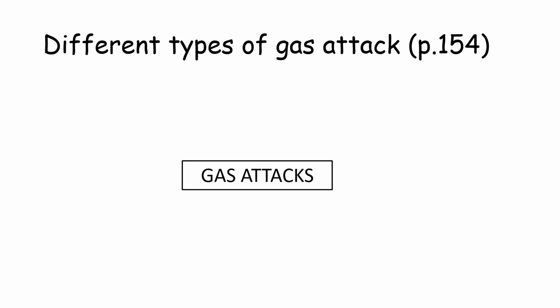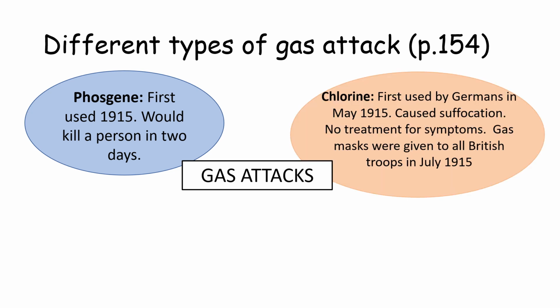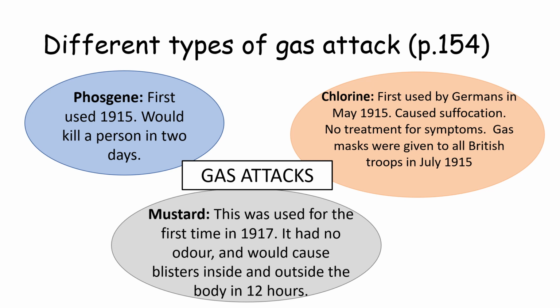Gas attacks were another big problem. There were 3 types. The first was phosgene that was used in 1915, and that could kill someone in 2 days. Chlorine was also used by the Germans in 1915. That caused suffocation because it went into your lungs and they filled up with liquid, and there was no real treatment. But the army did give out gas masks to troops just a couple of months later in July 1915. Mustard gas wasn't used until 1917, but this was very frightening because chlorine gas, you could see it was like a greenish colour, whereas mustard was invisible, and so this also was very feared by soldiers.